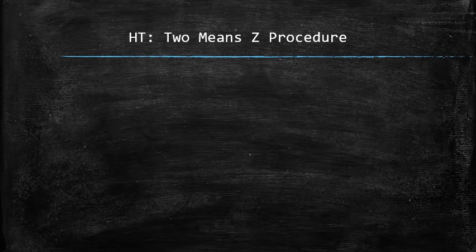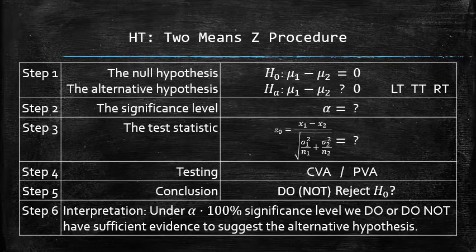We will use the following template to perform the hypothesis testing. In step 1, we will set up the hypothesis. In step 2, we will identify the significance level. In step 3, we will find the test statistic using the formula. In step 4, we will perform either the critical value approach or p-value approach to test the claim. In step 5, we will draw the conclusion, and finally in step 6, we will interpret the results.